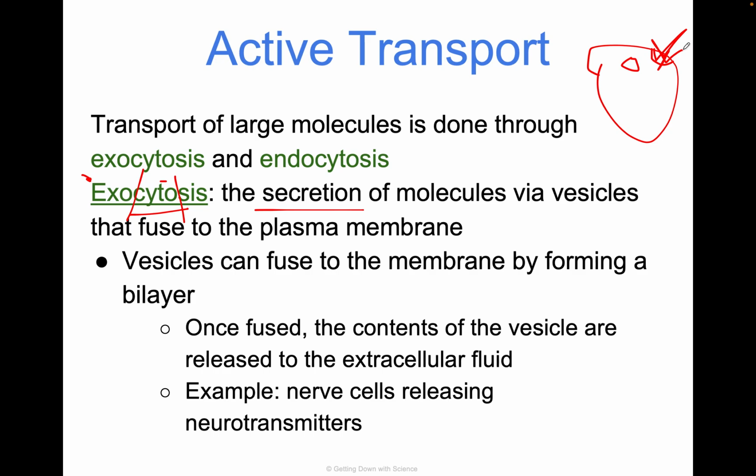Nerve cells releasing neurotransmitters, right? Your nerve cells never really touch each other. One nerve ending is around the other nerve ending, but in order to release a neurotransmitter and have a signal passed down from one nerve to the next, to tell your fingers to snap, it has to go through this exocytosis process.